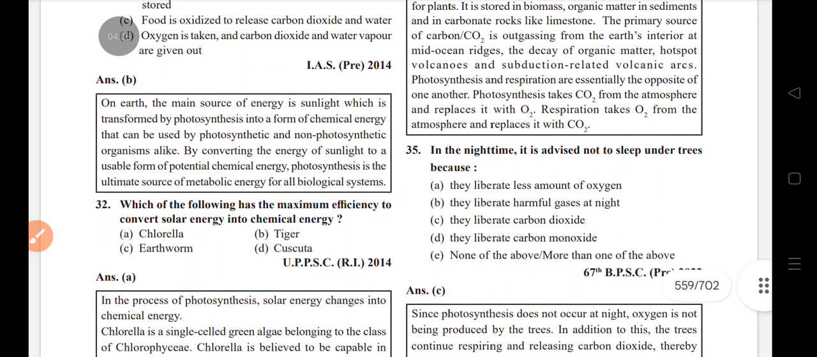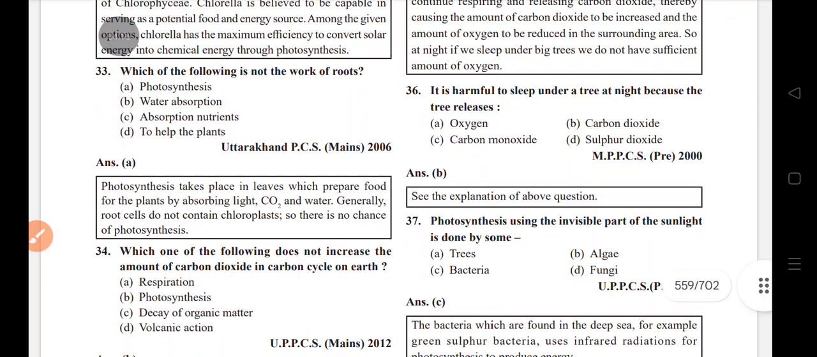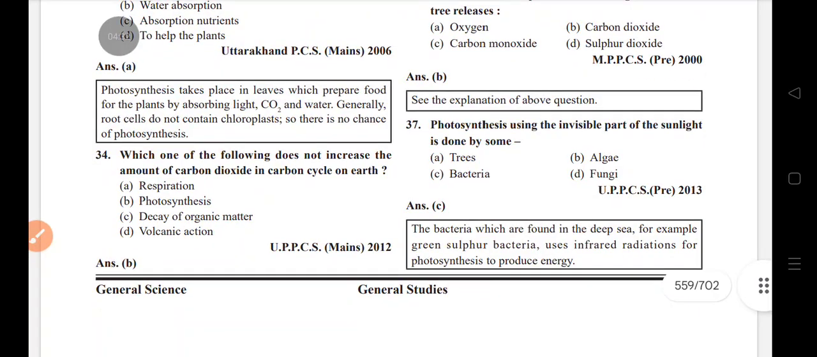Which of the following has maximum efficiency to convert solar energy into chemical energy? Chlorella. Which of the following is not the work of root? Photosynthesis. Photosynthesis takes place in the leaf, which prepares food, with the plant absorbing light, CO2 and water. Generally, root cells do not contain chloroplast. Which one of the following does not increase the amount of carbon dioxide in the carbon cycle on Earth? Photosynthesis.